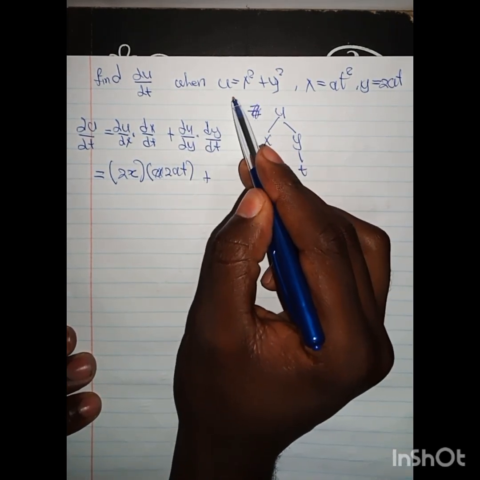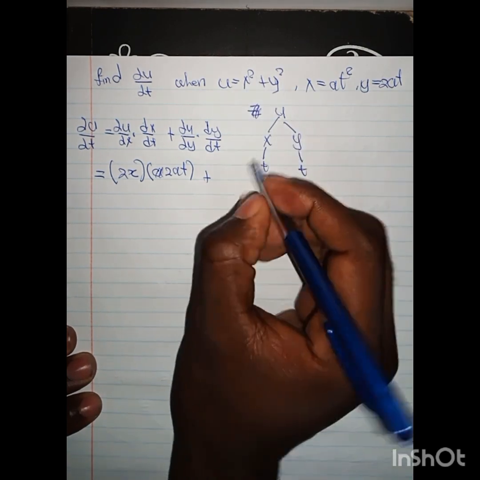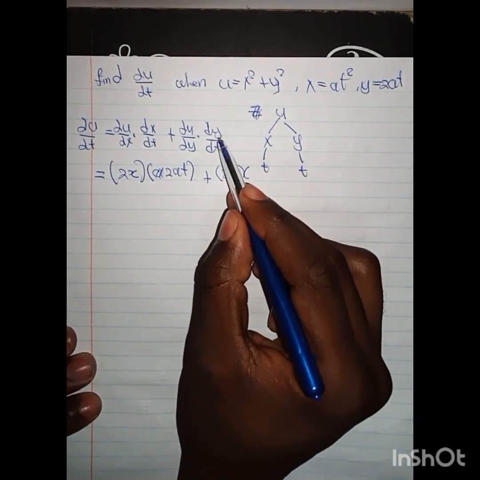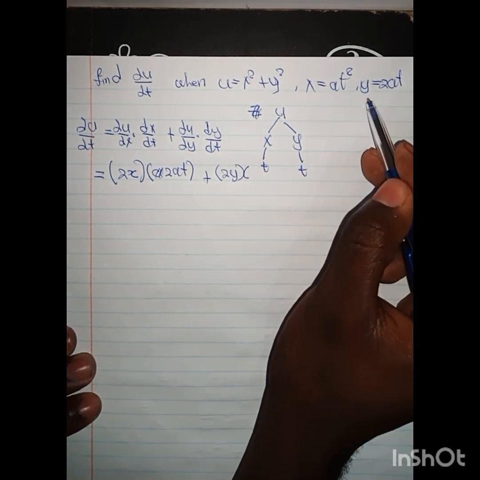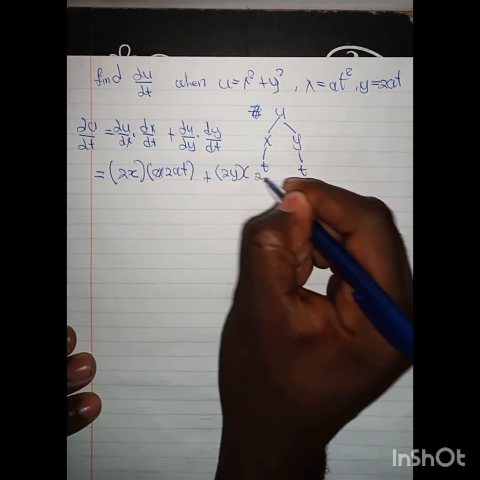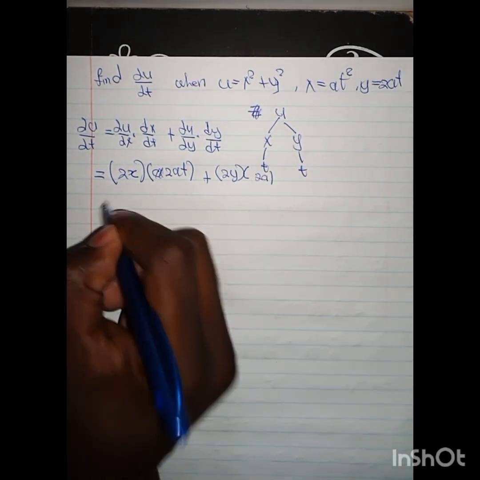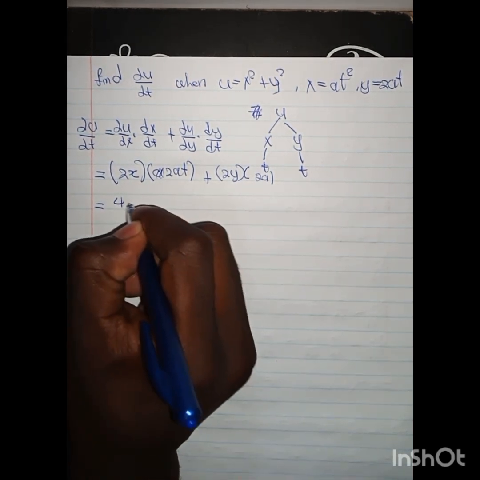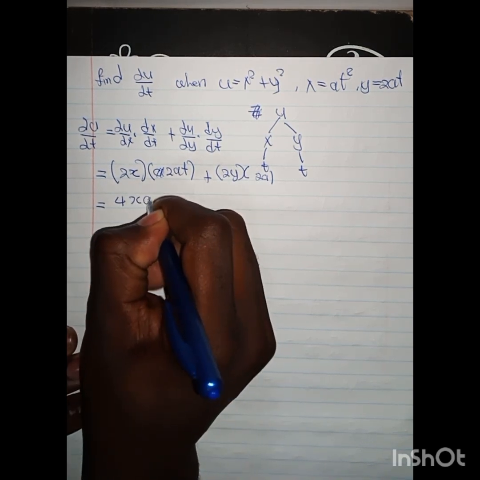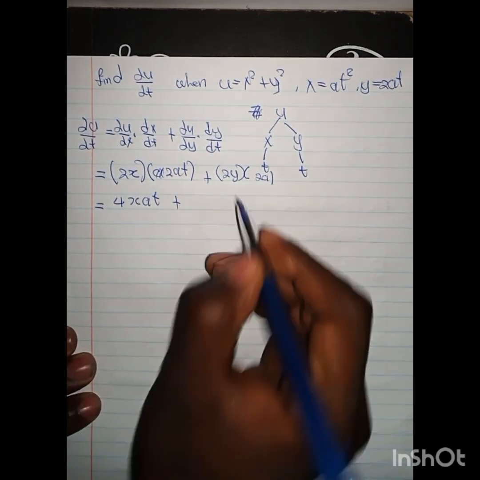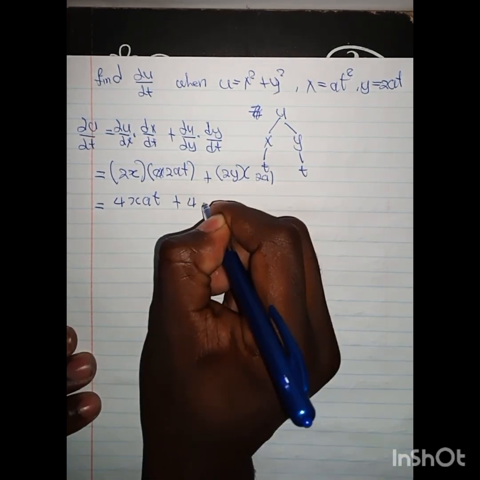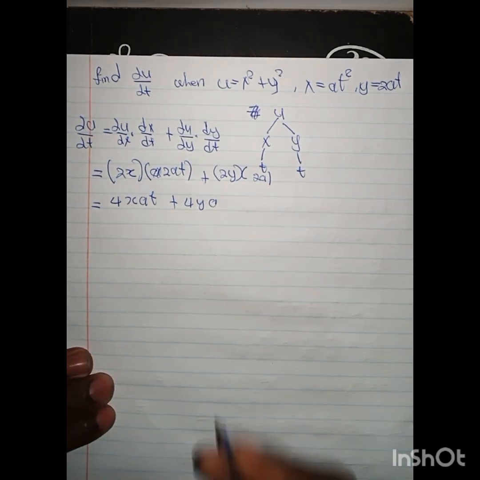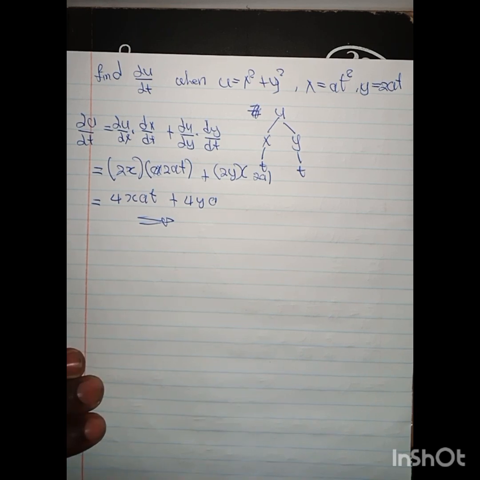Then plus du/dy. It is from the main function, therefore we differentiate this function with respect to y. This time around we'll have 2y, and we differentiate the subfunction y with respect to t, which is just 2a. Finally, 2 times 2 is 4, so we have 4xat, plus 2 times 2 also gives us 4ya. So this is all we had to find for this type of example.